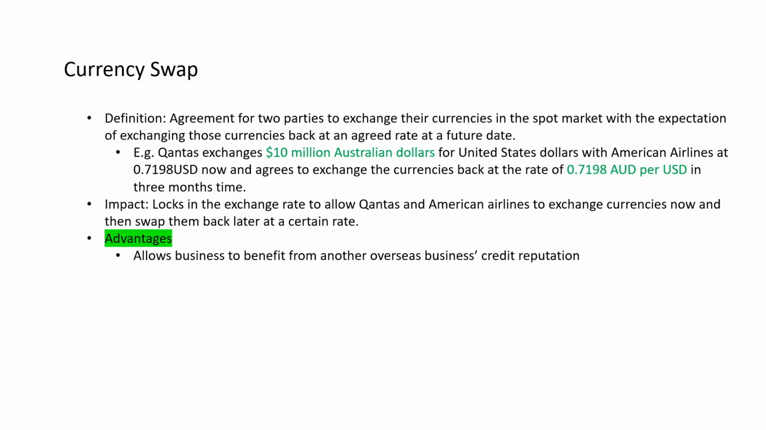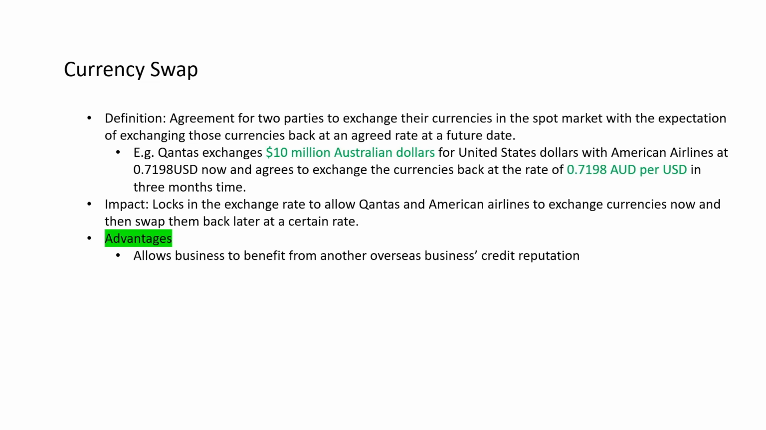So, because Qantas is able to use American Airlines as a proxy to borrow from American banks, Qantas is able to benefit from the lower interest rates that American Airlines would get. And then vice versa for American Airlines, who wants to borrow from an Australian bank.